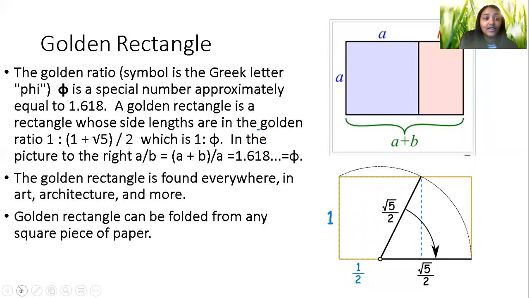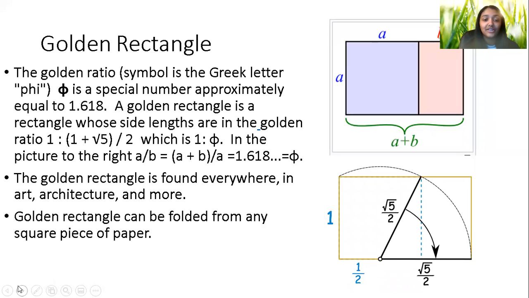Golden rectangle. The golden ratio, also known as the Greek letter phi, is a special number approximately equal to 1.618. A golden rectangle is a rectangle whose side lengths are in the golden ratio, 1 to (1 plus root 5) over 2, which is 1 to phi. In the picture to the right, A divided by B is equal to (A plus B) divided by A, which is equal to 1.618, which is equal to phi.